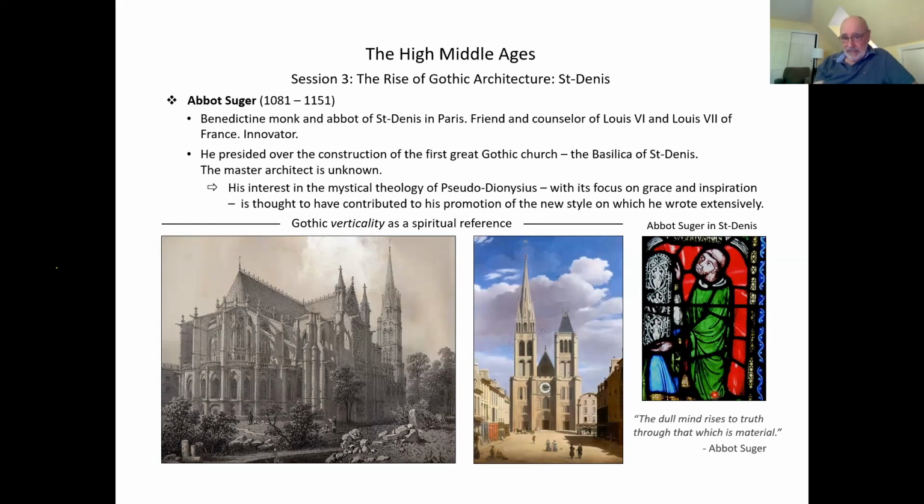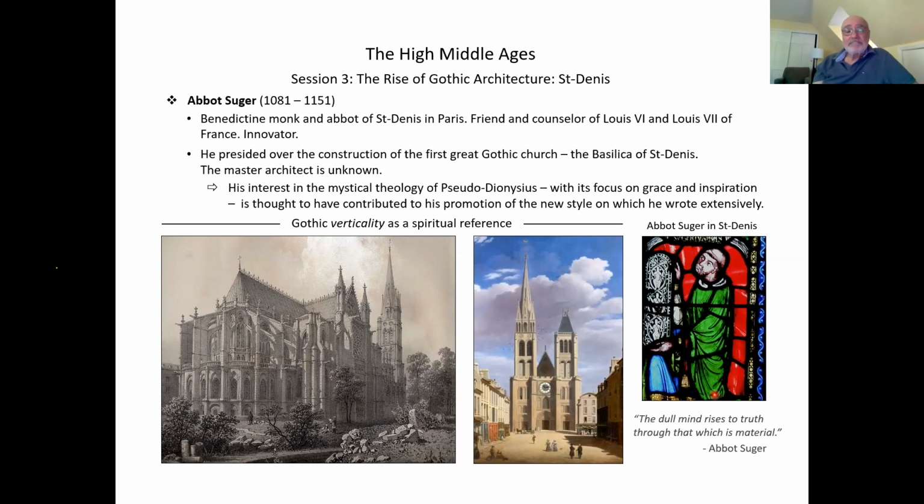His interest in mystical theology, the so-called Pseudo-Dionysius, a book from the 6th century that was associated with a follower of St. Paul's. They thought it was written earlier. But since it's Neoplatonic, its focus is on grace and inspiration, not on reason and the world of the senses. And it's thought to have contributed to his promotion of this new style, on which he wrote several books.